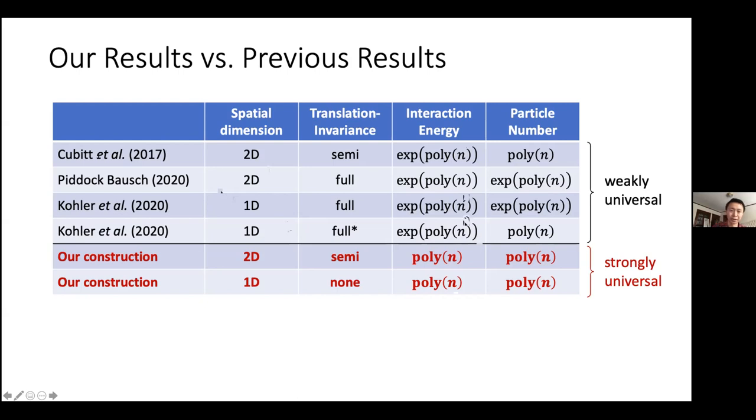But all of them require interaction energy that scales exponentially in the original system size. In contrast, our construction is able to give a simulation that requires only polynomial interaction and also a polynomial number of particles. So these are strongly universal.